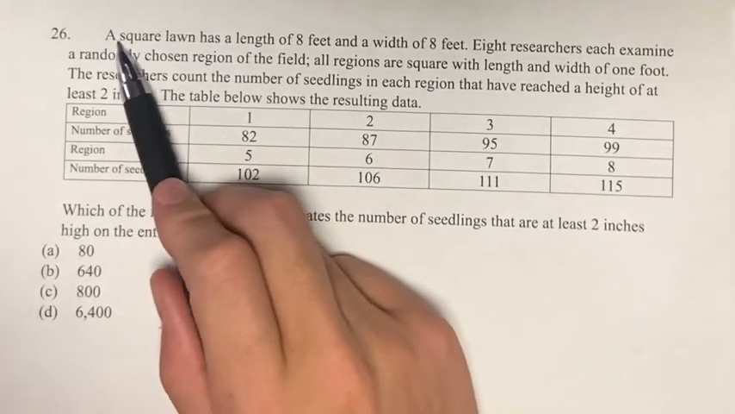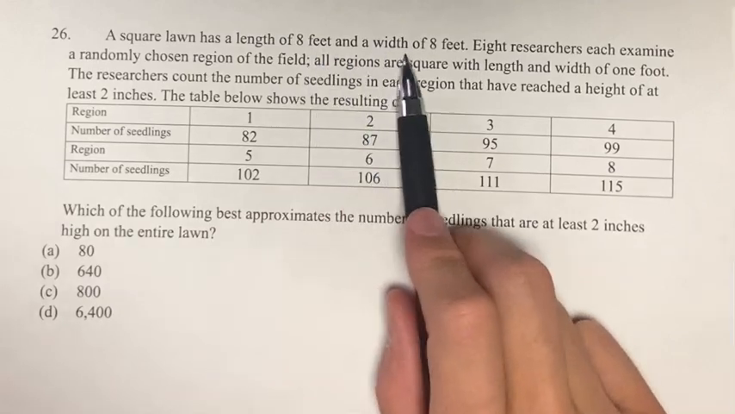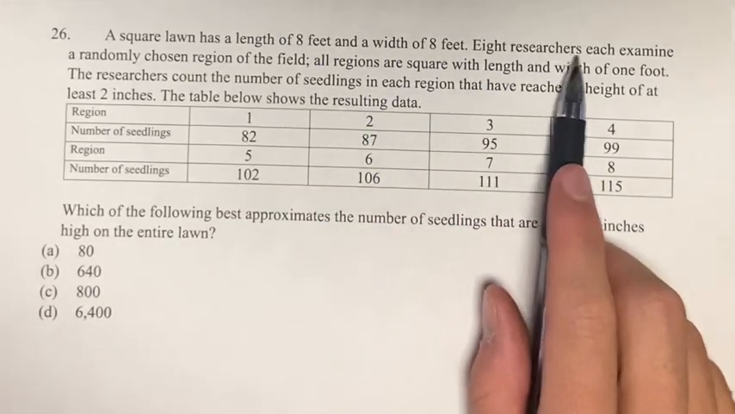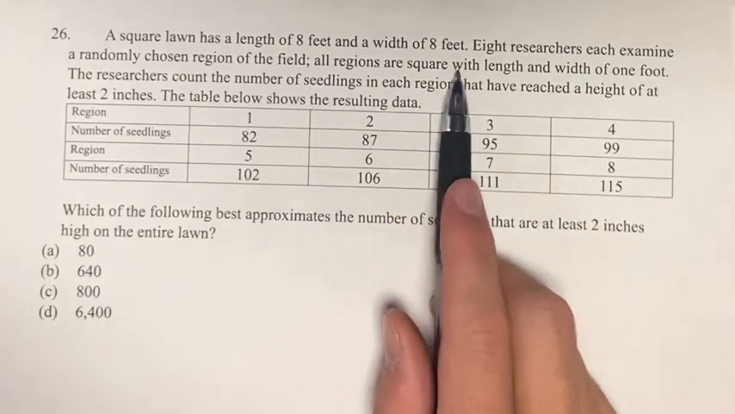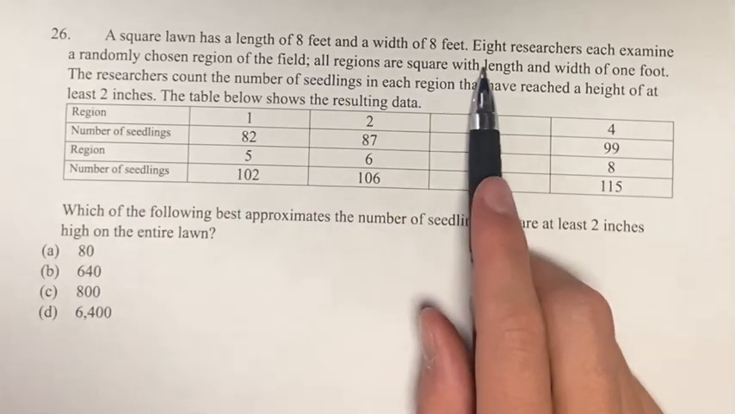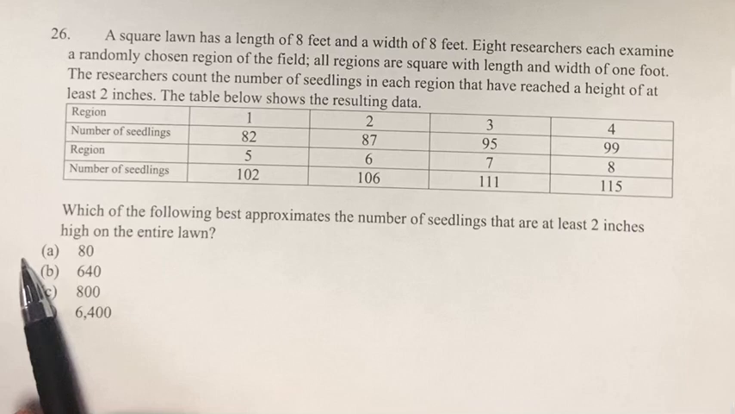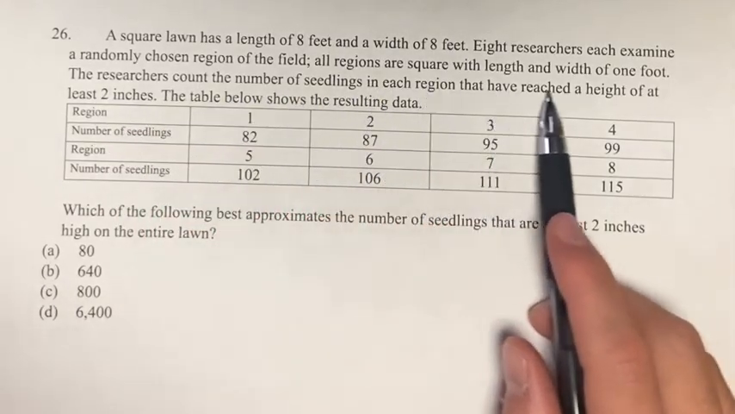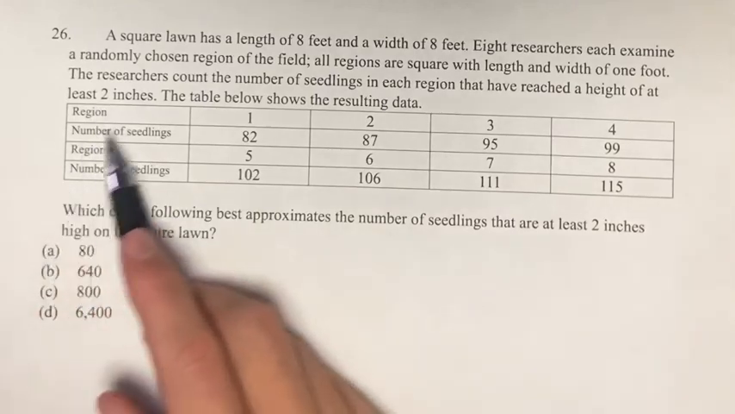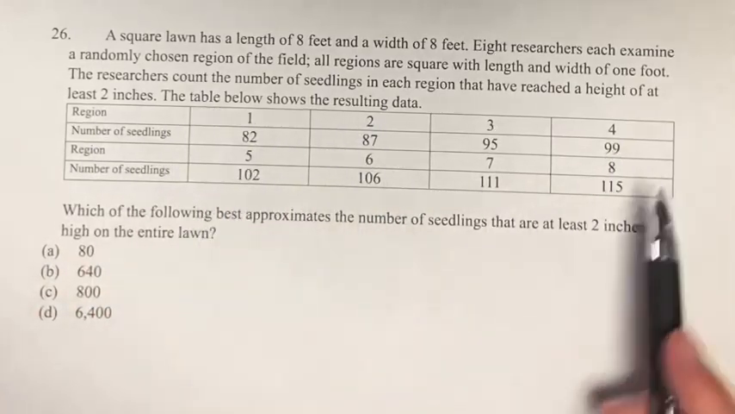In this problem, we're told a square lawn has a length of 8 feet and a width of 8 feet. 8 researchers each examine a randomly chosen region of the field. All regions are square with a length and width of 1 foot. The researchers count the number of seedlings in each region that have reached at least a height of 2 inches, and we have a table showing the resulting data.